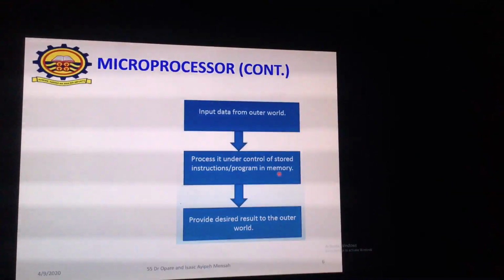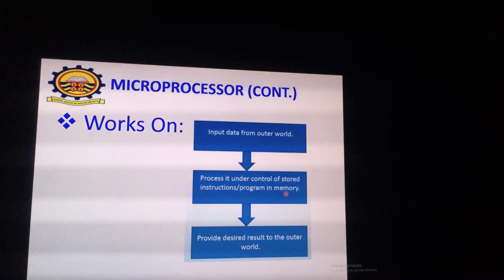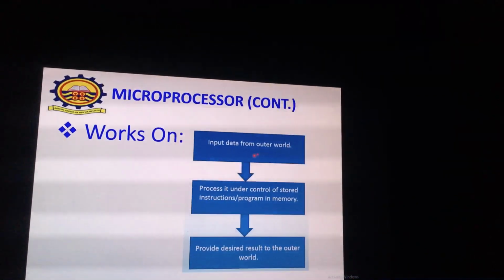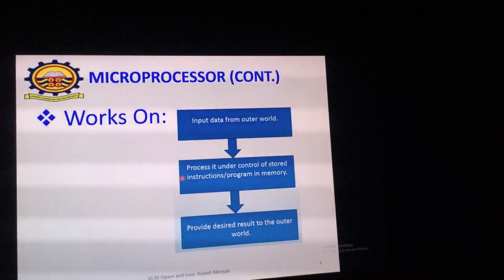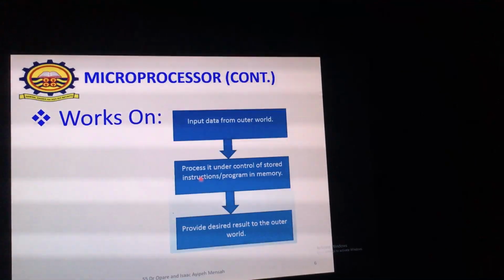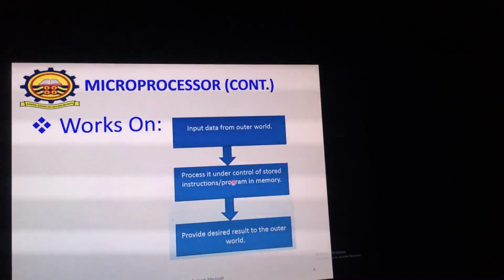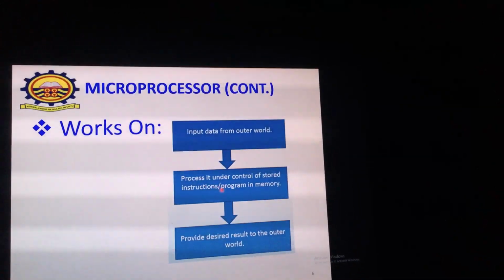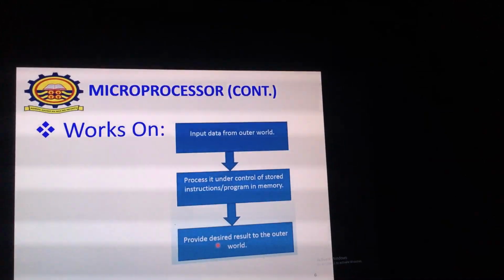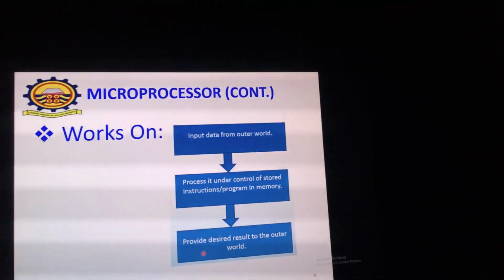So the microprocessor works on the following steps. It takes input data from the outer world. Then it processes it under control of the stored instructions or the programs in the memory. Then it will provide the desired results or output to the outer world.